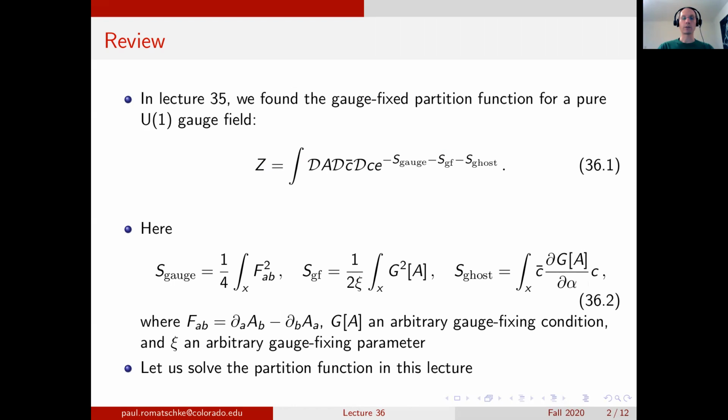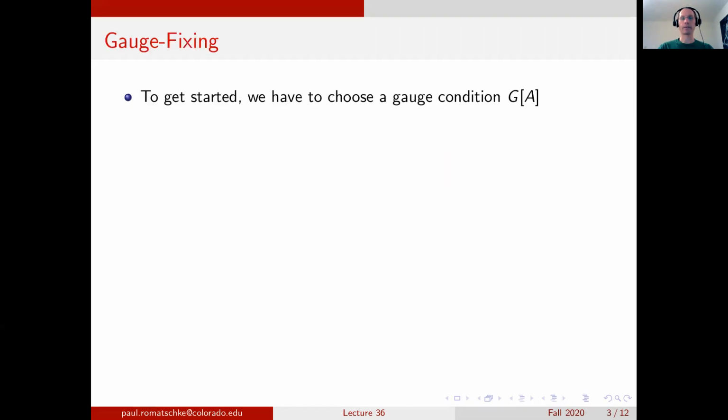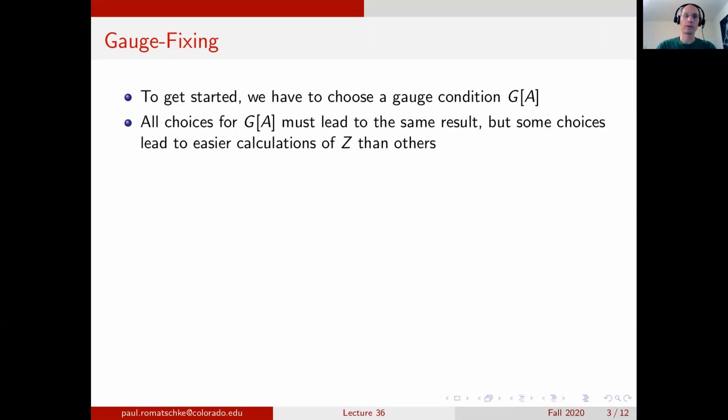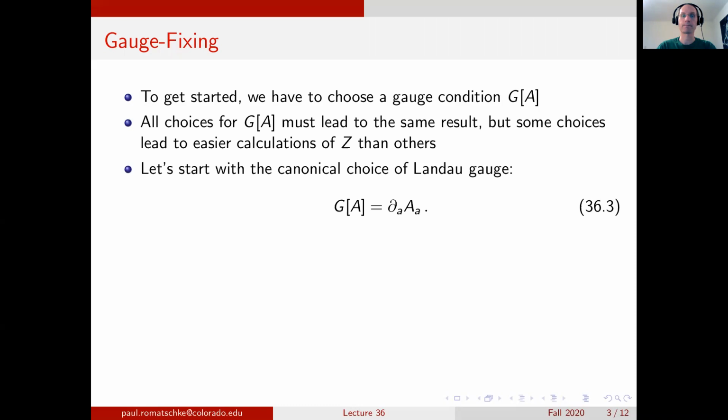We now want to solve this partition function in the present lecture. To get started, we have to choose a gauge condition or a class of gauge conditions that we want to investigate. All choices for G of A must lead to the same result, but some choices lead to easier calculations for the partition function than others. The canonical choice for relativistic quantum field theory is the Landau gauge. G of A is the derivative ∂_A A_A.